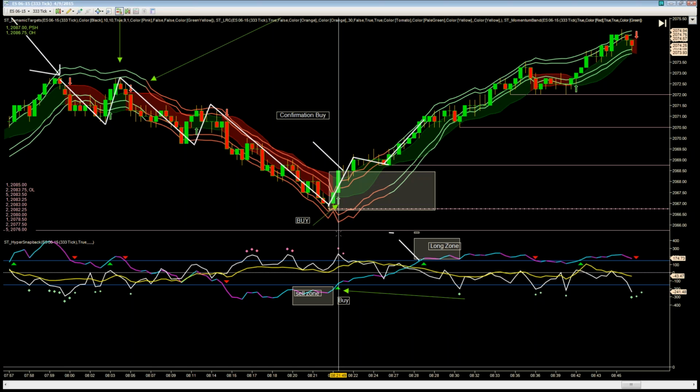Why are there red dots and a green arrow to open a buy?